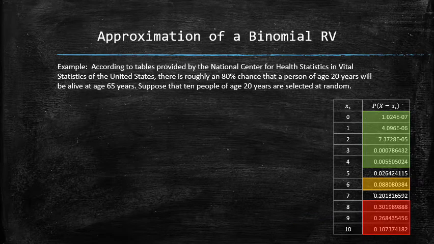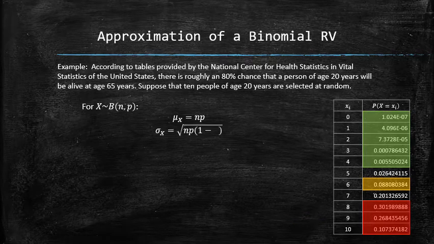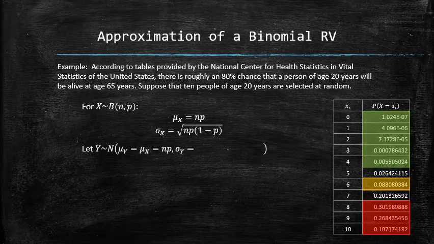Recall that a binomial random variable with parameters n and p has the mean and standard deviation that can be computed using the formulas. Now, it is not surprising that a normal variable y with the same mu and sigma as the binomial random variable x has the probability density curve with the same shape as the histogram of x. In other words, the probability density curve of y can be used to approximate the area in the histogram for x.